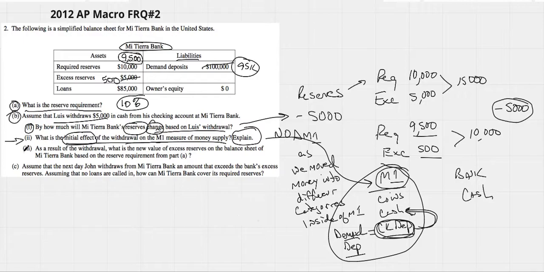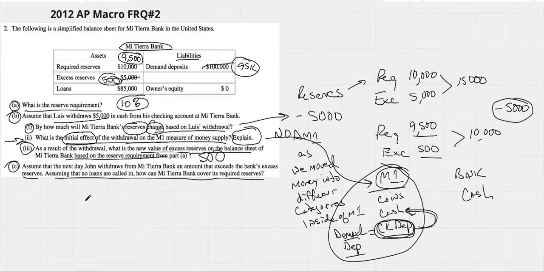I hope that's clear. Three, as a result of the withdrawal, what is the new value of excess reserves on the balance sheet? We've already done this. It is now $500. All right. Assume the next day John withdraws from Meteor Bank an amount that exceeds the bank's excess reserves. Assuming no loans are called in, how can Meteor cover its required reserves?